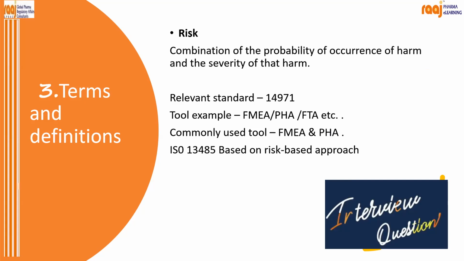Coming to the next definition, risk: the combination of the probability of occurrence of harm and the severity of that harm. For risk, you can refer to the ISO 14971 standard, published in 2019, I think. Whenever you have to identify risk, evaluate it, mitigate it, and apply risk control, this is the most important parameter, and you have to go through that standard.